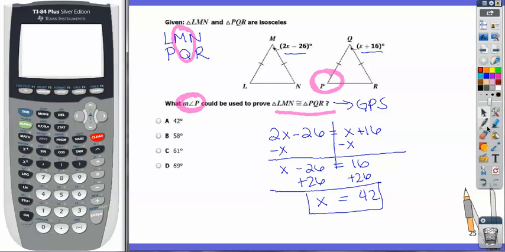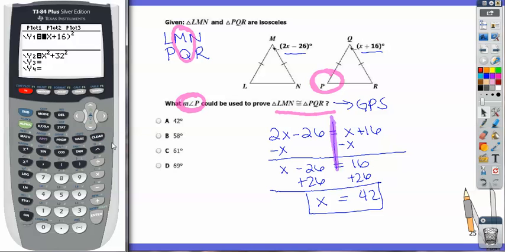Now, as a side note, this is kind of important. How can I solve an equation in my calculator? What I need to know, more than anything else, is where that equal sign is, where I drew my wall. I'm going to go to y equals, clear out what I have here, and type in one side, the 2x minus 26. The other side of the equal sign is x plus 16.